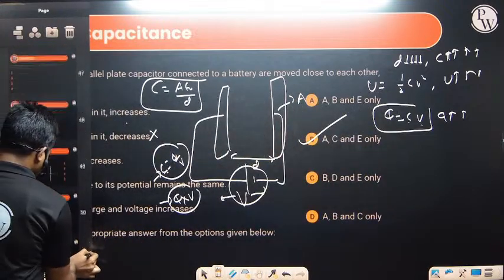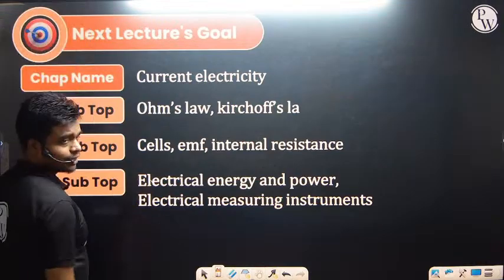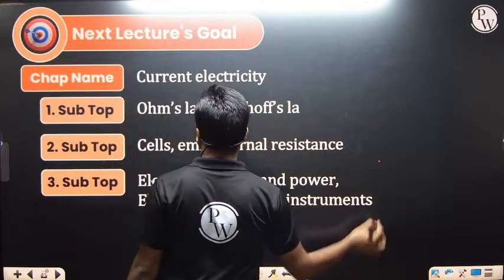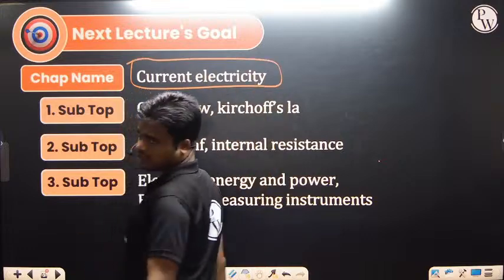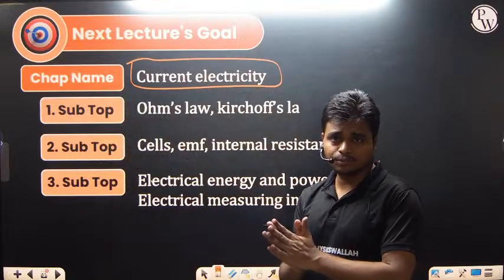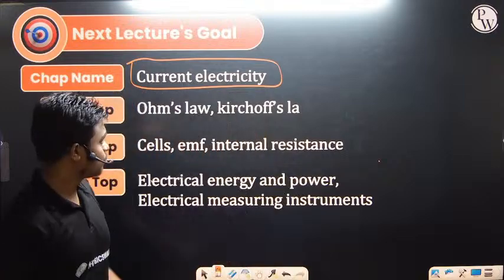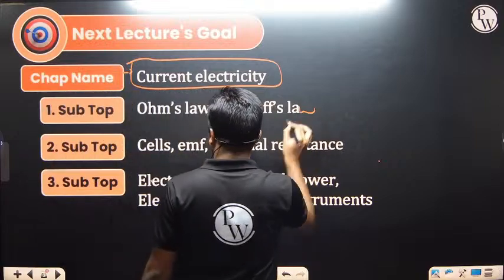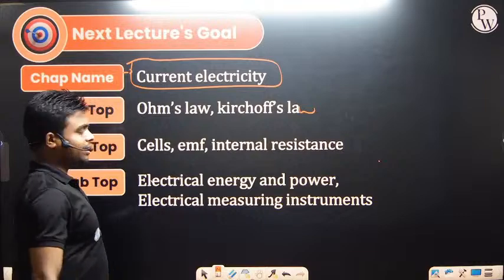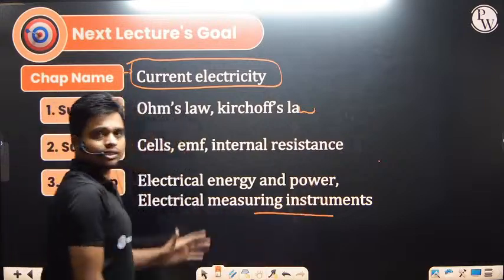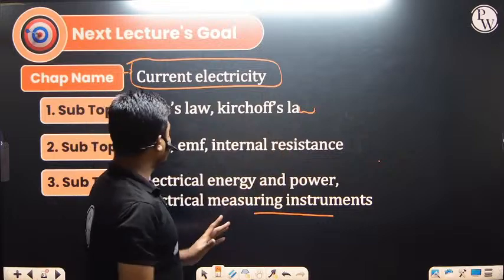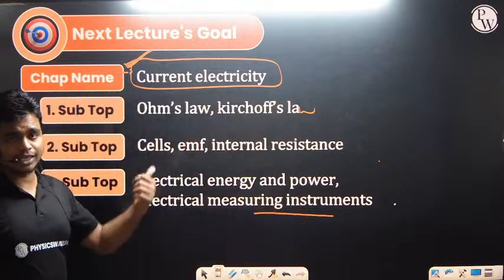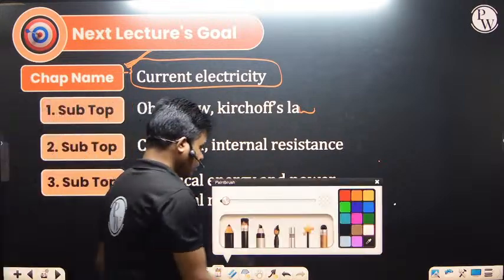Right, so there are some more questions. We might discuss the capacitor in a little more detail in other videos. Tomorrow's chapter that we'll be discussing is current electricity. I would say this is the highest weighted chapter for NEET, especially this one, and second is optics. So don't miss this particular lecture tomorrow. We'll be discussing Ohm's law, Kirchhoff's law, the cell's EMF and internal resistance, electrical energy and power, and electrical measuring instruments. These are the topics that we'll be covering in the next chapter, current electricity. Maybe 6 to 7% of the total questions we can expect from this.